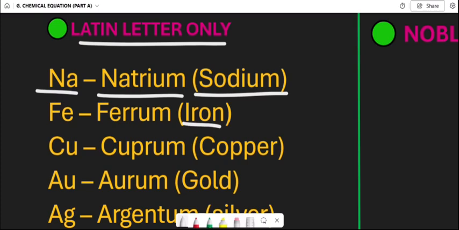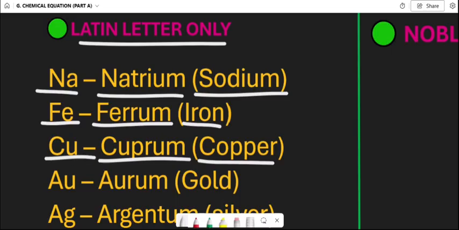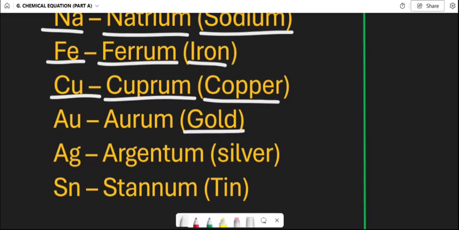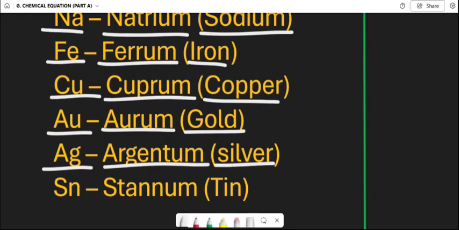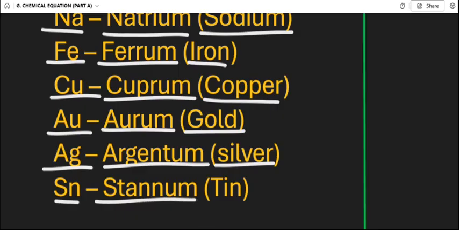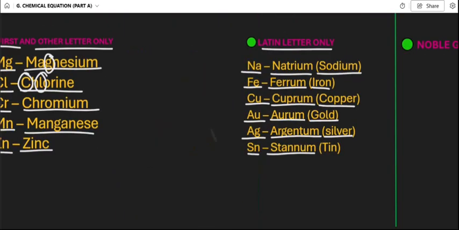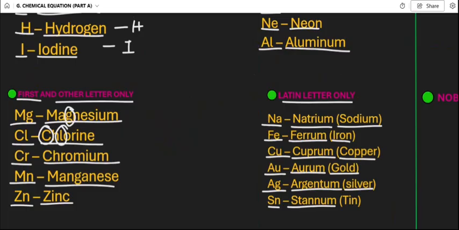Iron, which was formerly called ferrum, is now Fe. Copper, which was formerly called cuprum, is now Cu. Gold, which was formerly called aurum, is now Au. Silver, which was formerly called argentum, is now Ag. While tin, which was formerly called stannum, is now Sn. So these are the four categories by which elements are represented.